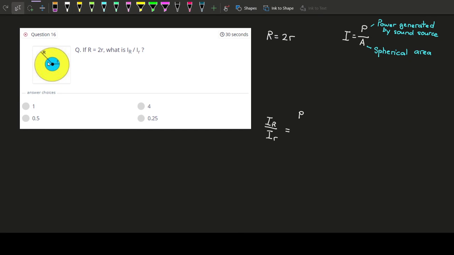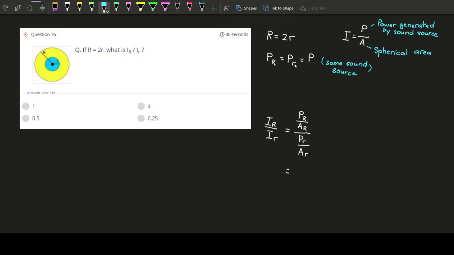In that case, the power generated for capital R will be the same as the power generated for small r because they have the same sound source. Therefore, I just call them P. But let's do it slowly, like this first: P_R over A_R, where R is a subscript of capital R, divided by P_r over A_r. This comes from the formula here. Once we have constructed that, let's substitute in whatever we know. The power for capital R and the power for small r are the same because it's the same sound source.